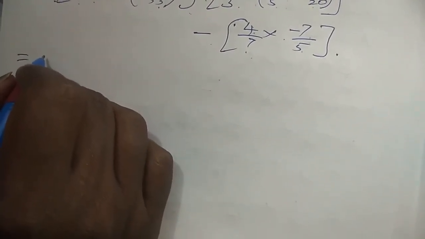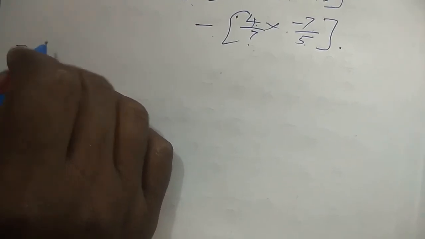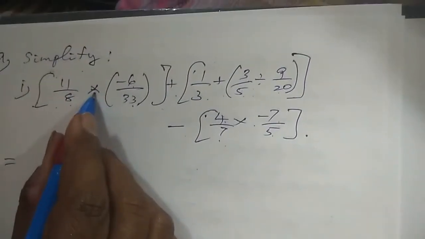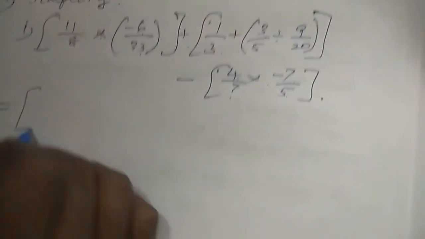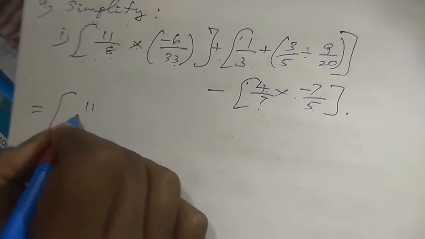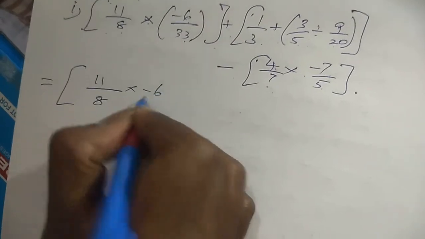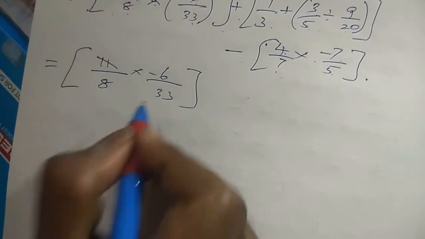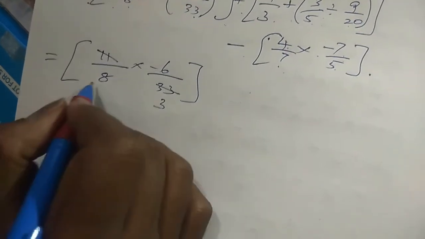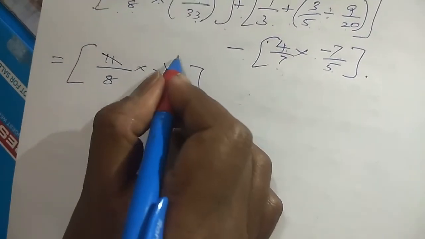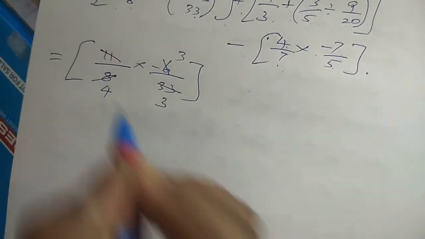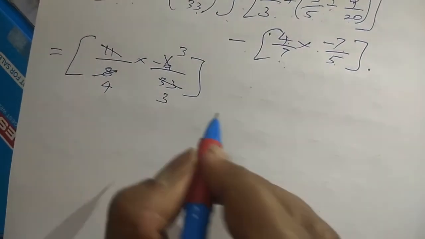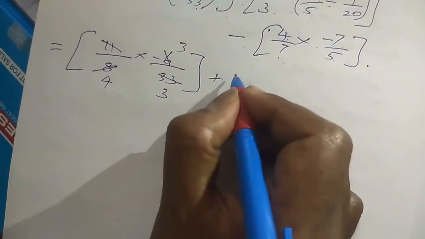by 33. Okay, so here we have multiplication inside, so it's not a problem. Straight away we go inside, I put a bracket, so 11 by 8 into minus 6 by 33. Here we cancel: 11 3s are 33, again we go with the 2 table, 2 3s are 6, 2 4s are 8. So this is the first bracket calculation. Okay, next we go for the second bracket.